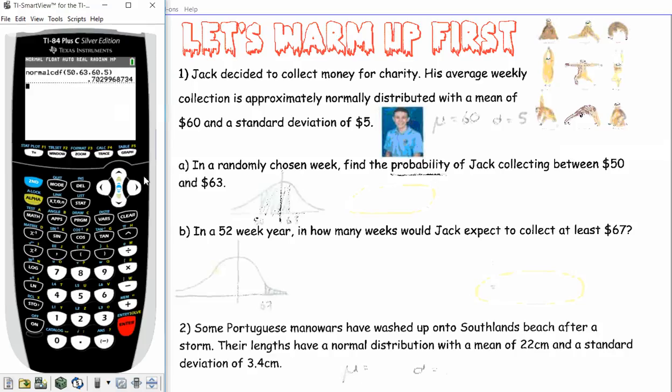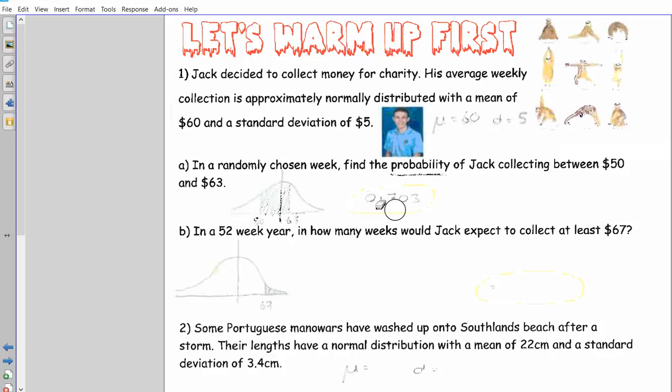Press paste. So what would that be to 3 sig figs? That would be 0.703. Again, write it out fully, but then round to 3 sig figs is what I would suggest. So that's the probability that Jack collects money between $50 and $63.